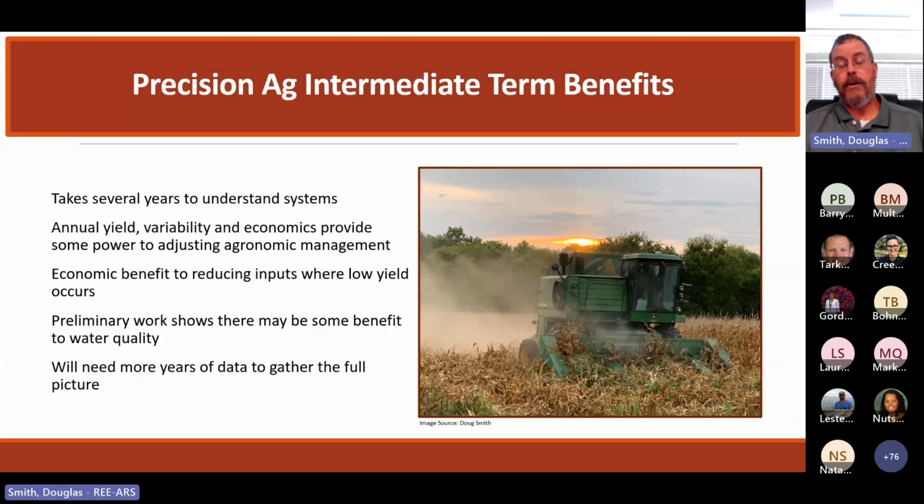Preliminary work shows that there could be some benefit to water quality. Crossing our fingers, we need more years of data to produce a more robust data set to confirm this.